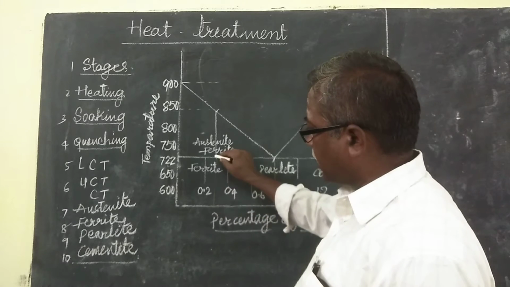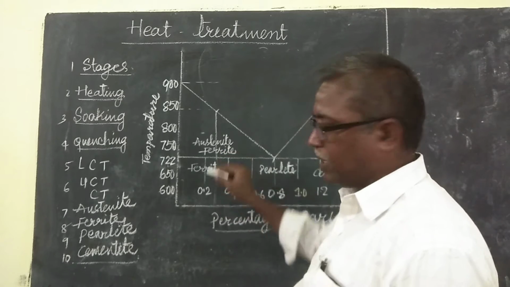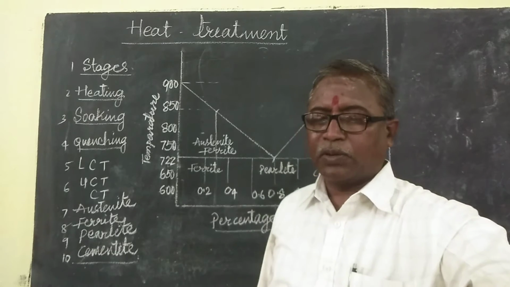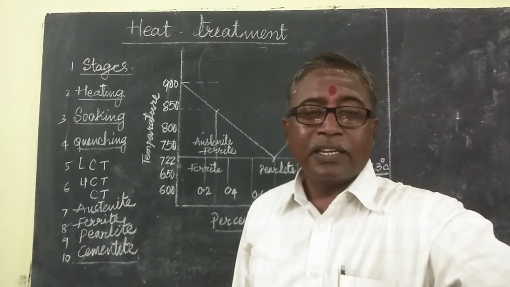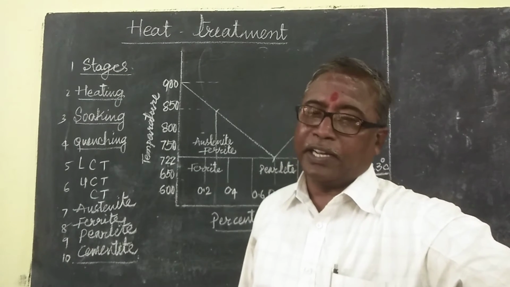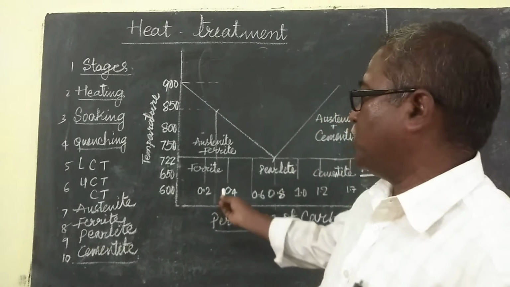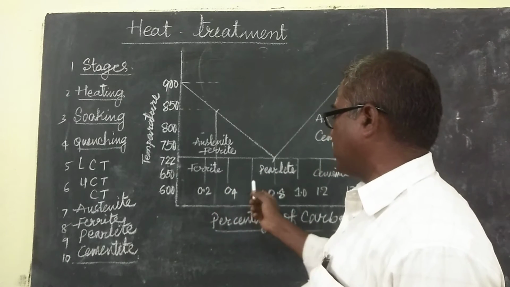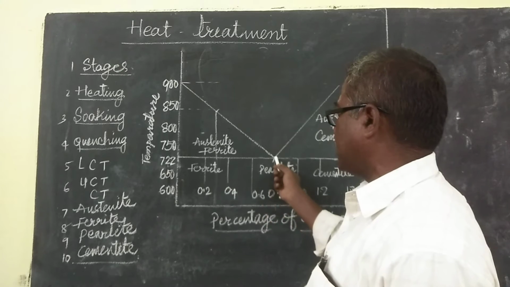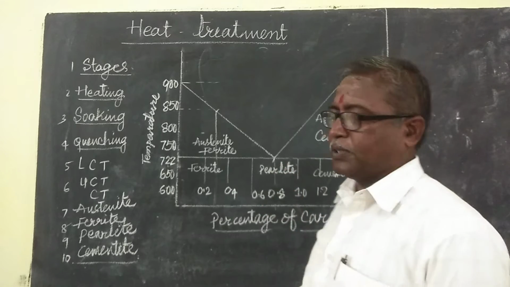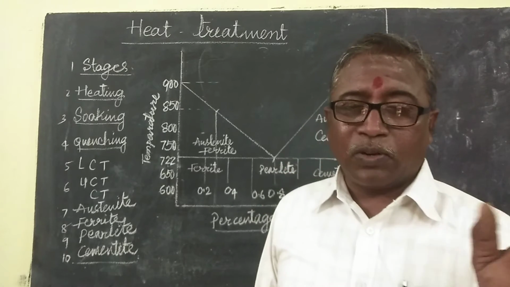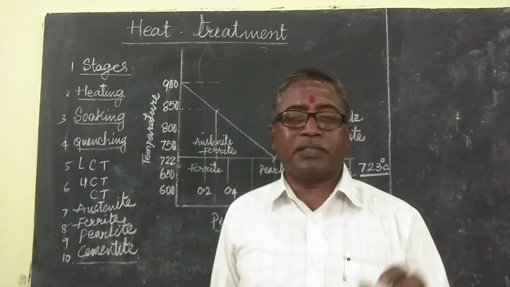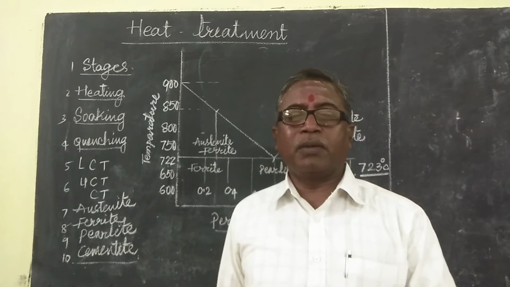0.3 percent carbon material is not suitable for hardening. Then from 0.3 to 0.4, 0.5, 0.6, 0.8. Actually, 0.8% carbon in the material is best suitable for hardening.